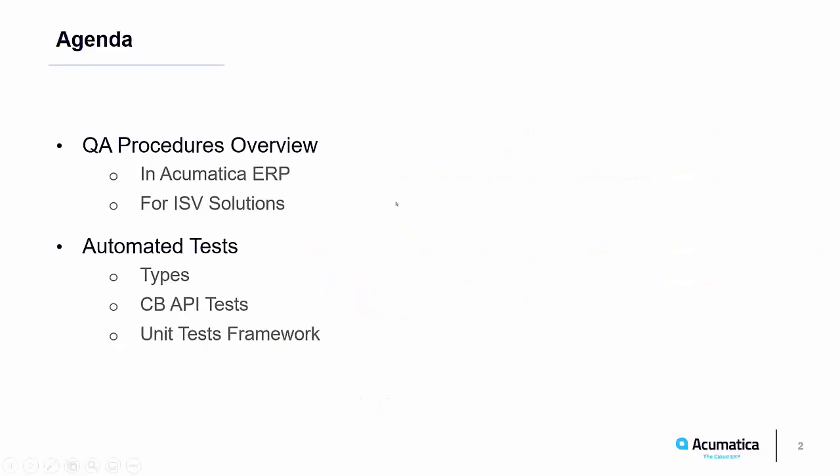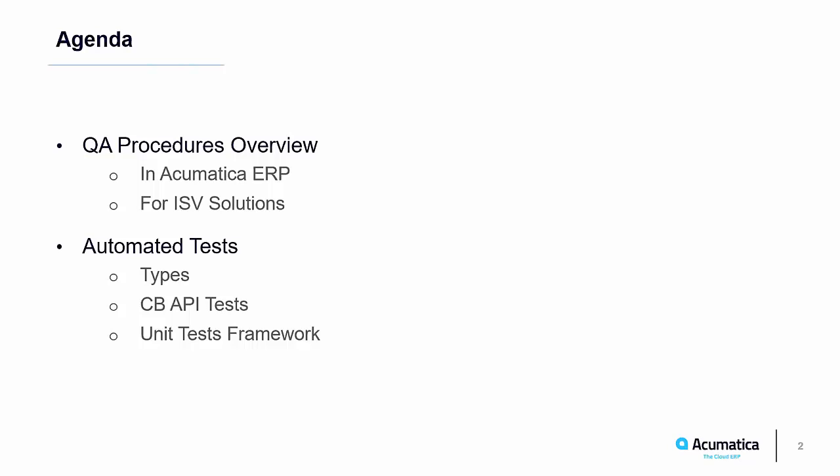So first of all, we'll talk about QA procedures, so quality assurance procedures that we use internally. We'll take a look at different levels of QA procedures and different types of QA procedures. Then we'll talk about QA procedures that we have implemented for ISV solutions and about our certification program. And after that, we will touch on the specific part of QA procedures, the important part.